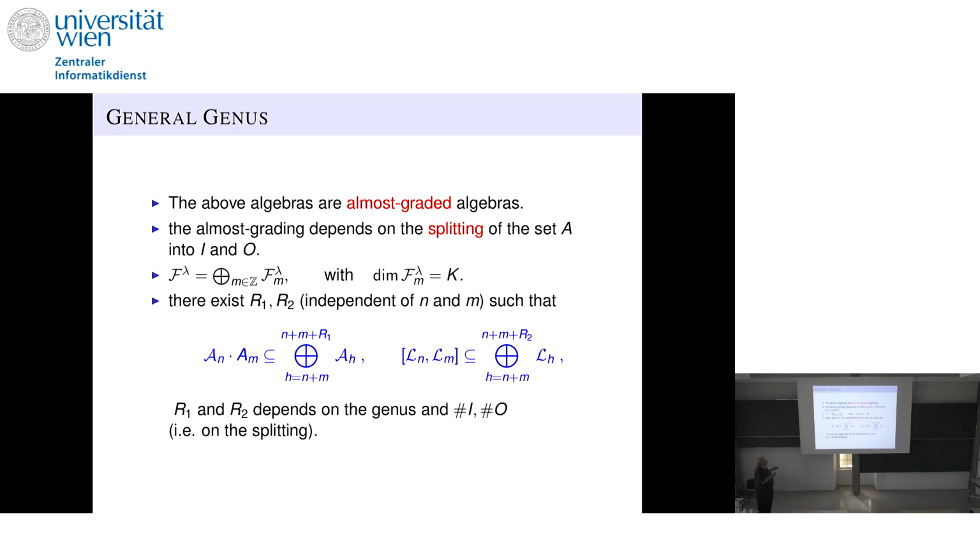But important, this is something which has to be calculated. We have such kind of bounds here. R1 and R2 are independent of n and m, and we start at the ideal value and then go up a certain number. Here, the same ideal, go up a certain number. Okay, good. So this R1 and R2 depend on the genus and on the number of incoming and outgoing points, meaning on the splitting.